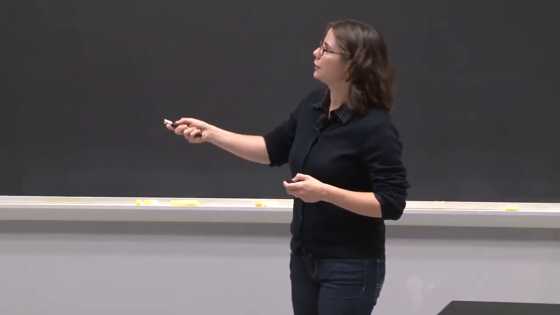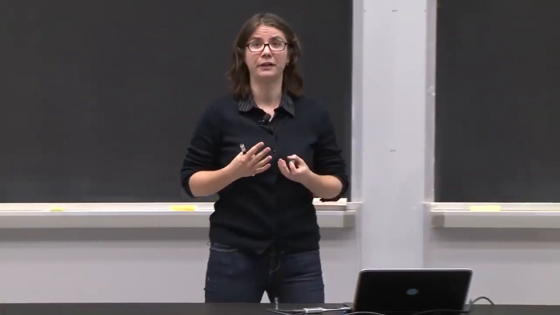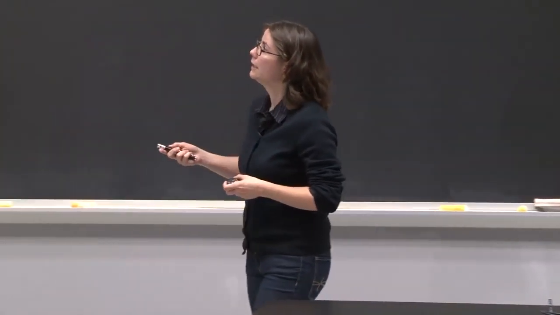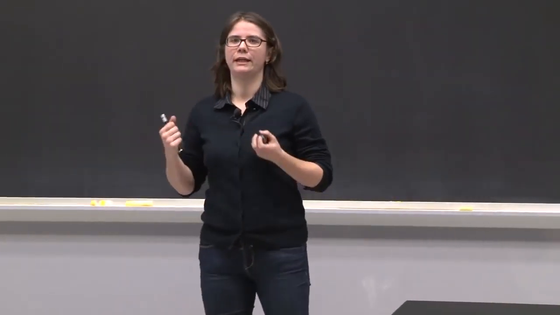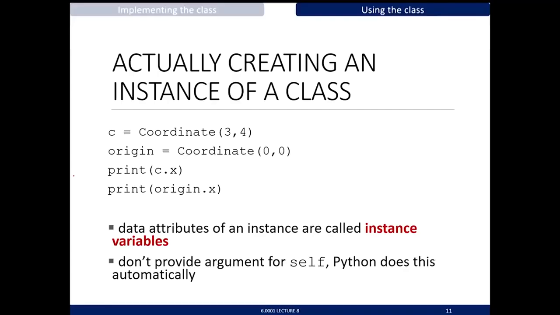So now we have sort of a nice class. It's very simple, but we can start actually creating coordinate objects. Okay? So when you create coordinate objects, you're creating instances of the class. So this line here, c is equal to Coordinate(3, 4), is going to call the __init__ method. It's going to call the __init__ method with x is equal to 3 and y is equal to 4.